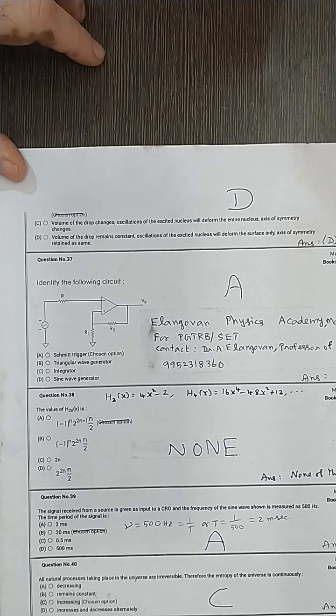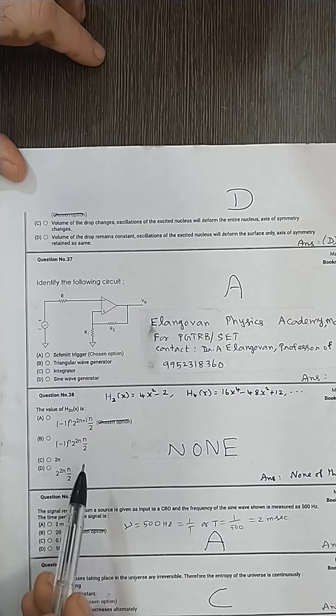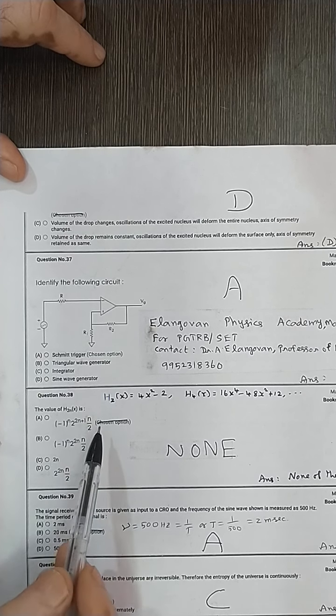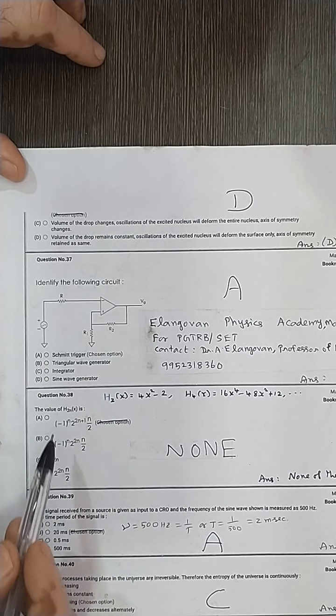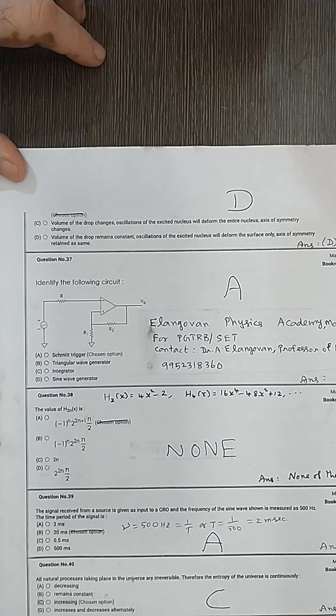Question number 38. So the H2 of x, so it must be a function of x. Among the 4 options, the function of x is not available. So all the options are wrong. So none of the answers is correct.